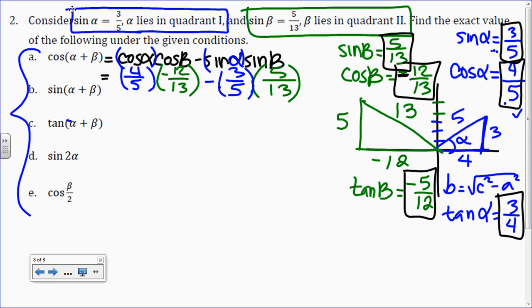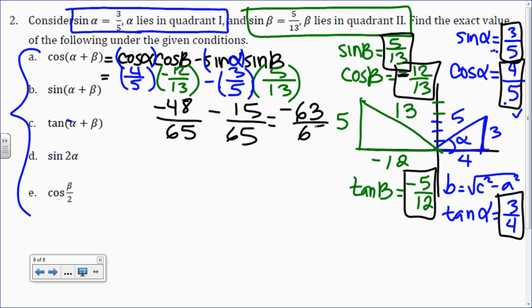Okay, then we need to multiply them. So of course, it will be negative 48 over 65 minus 15 over 65. And then I believe that's negative 63. 63, thank you, over 65. That's the solution. I'm not going to do all of those A, B, C, D, E.